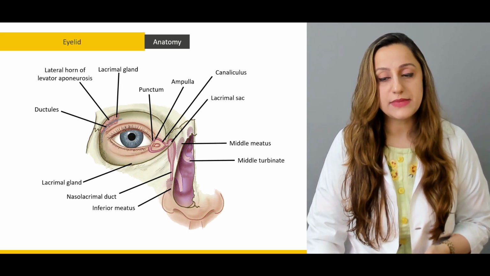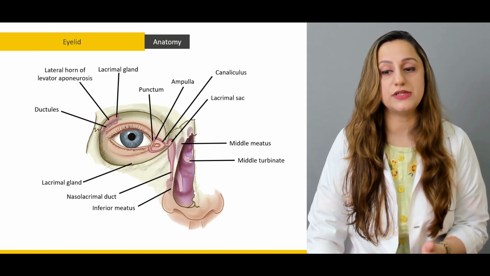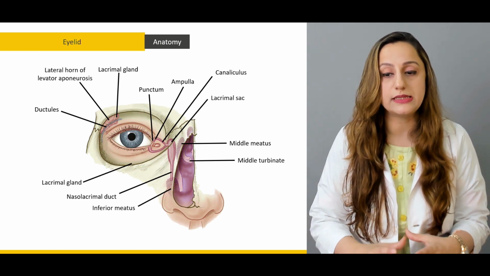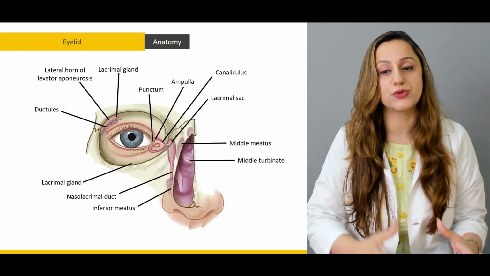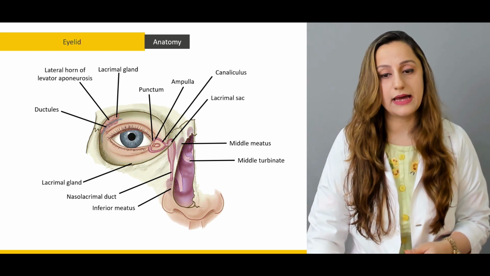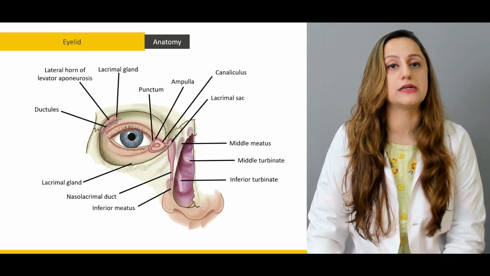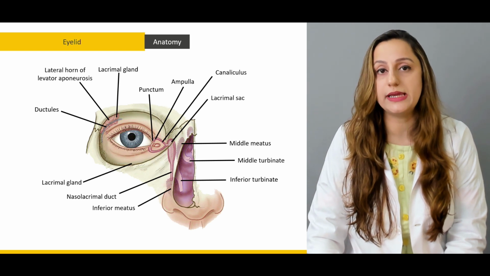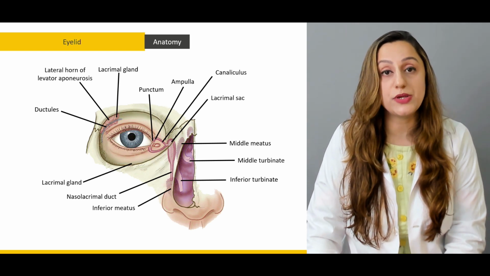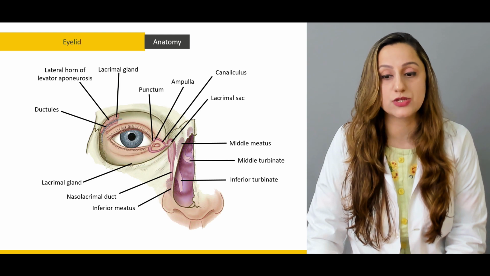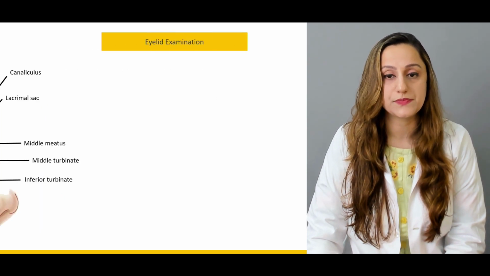So we have these meatuses, and along with them, we have the turbinates. Turbinates are basically the osseous structures that are related to the meatuses, and obviously, they don't have the openings. The openings are usually incorporated into the superior, middle, and inferior meatuses, or the inferior turbinates.